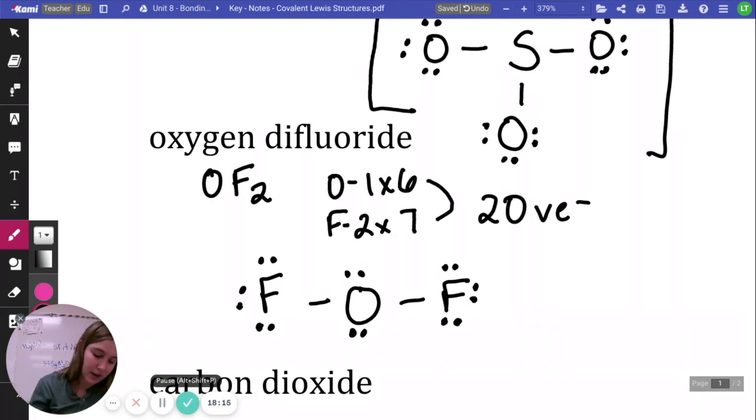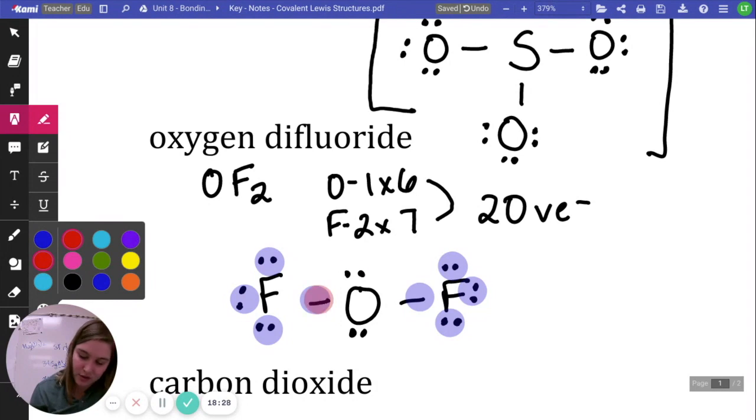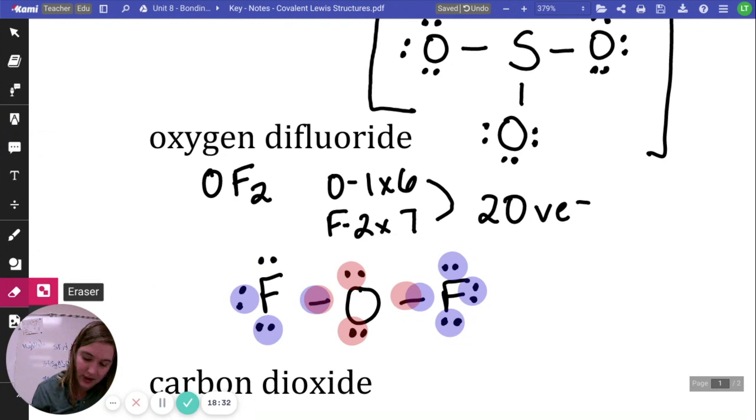So let's check all of our octets. All right, so I'm going to start with my left fluorine. 2, 4, 6, 8. That one's good. 2, 4, 6, 8. That one's good. Now we'll check our oxygen. 2, 4, 6, 8. So everybody has a full octet, so everybody would be stable. So this would be our correct Lewis structure here.